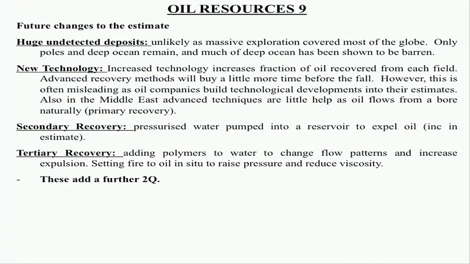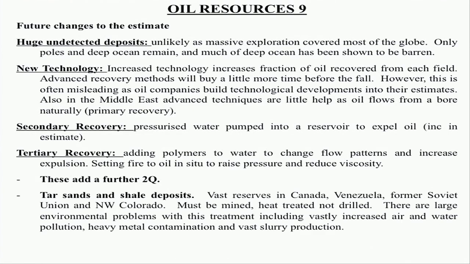If you look at all these, as we said, they're only going to slow things down a little bit. They might add a further 2Q to our total estimate. Then we have unconventional oil, and that's where there is a lot of uncertainty. By unconventional oil, we're talking about tar sands and shale deposits.